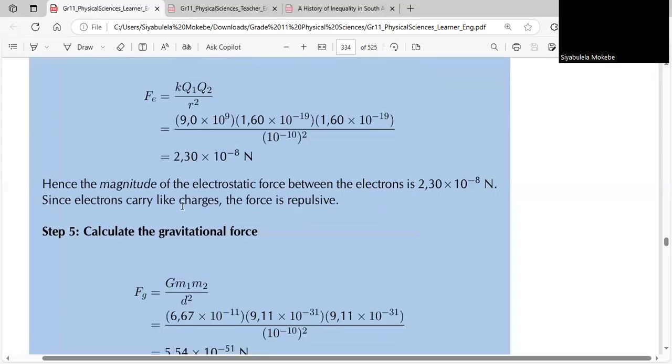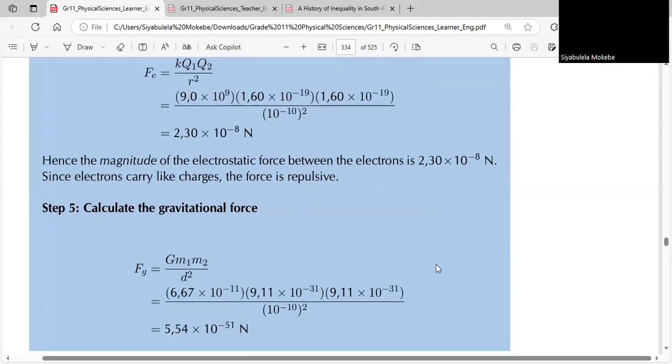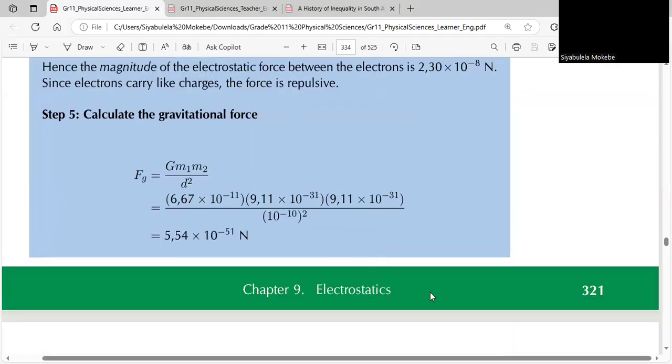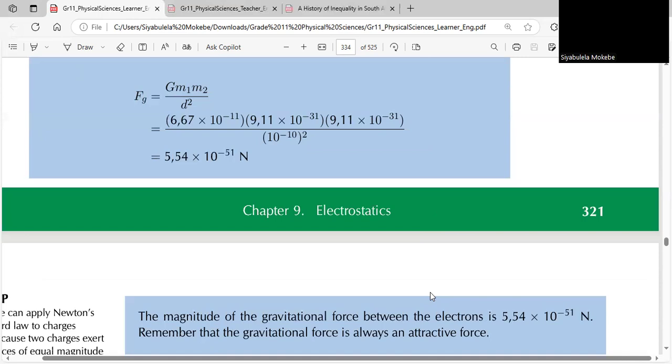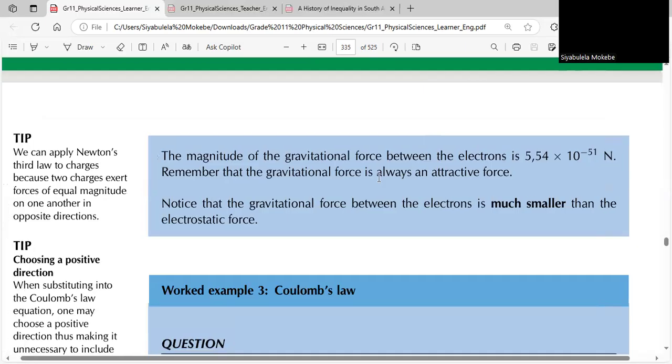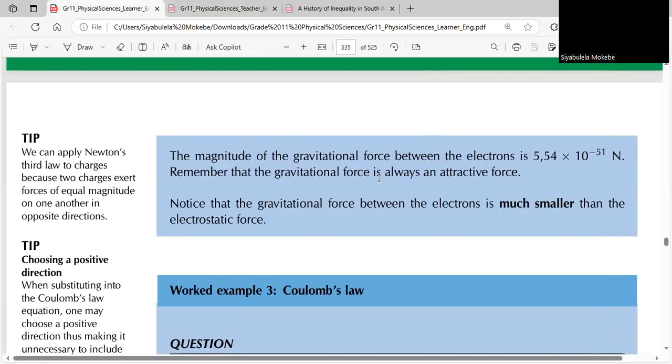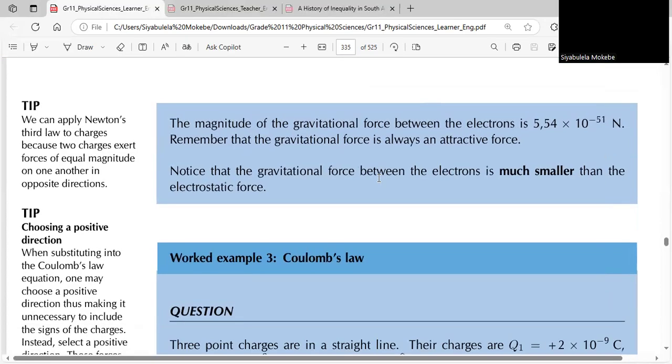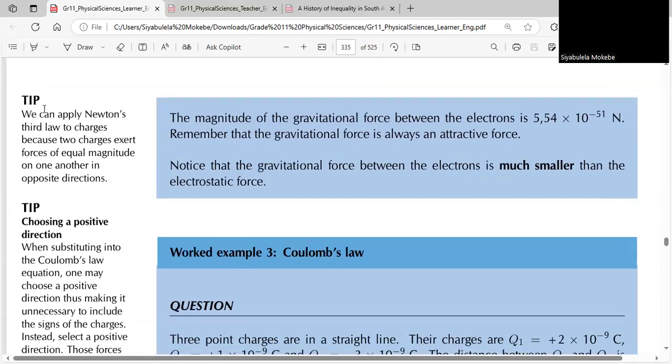and the magnitude of the electrostatic force between the electrons is 2.30 times 10 to the negative 8 newtons. Now, since electrons carry like charges, the force is repulsive. Then the gravitational force is 5.54 times 10 to the negative 51 newtons. You can see that it is very small. The magnitude of the gravitational force between the electrons is that. Now notice that the gravitational force between the electrons is much smaller than the electrostatic force. Much, much smaller.